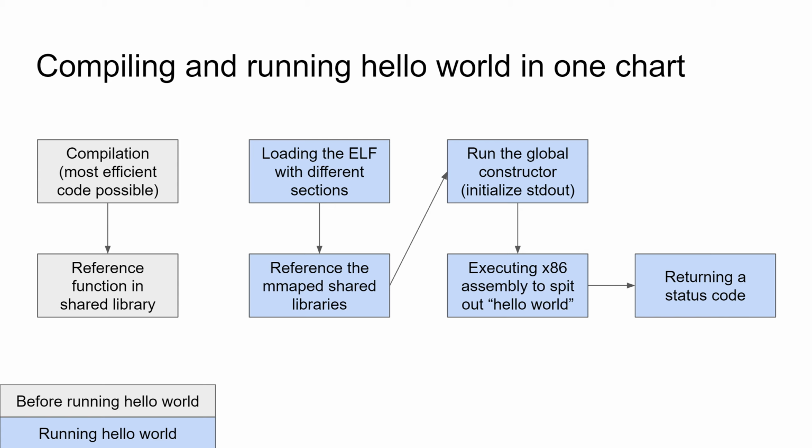When you actually run the program, what happens first is the operating system is going to load your binary, read through a bunch of headers and see where the instructions are for the text section, and then actually run the code. After that, it will try to map whatever assembly you have in the text section to the shared library space if it's necessary. Then we run the global constructor, which in our example is actually initializing the standard output. And then we actually execute the x86 to write hello world to the terminal and return a status code indicating that the program has successfully finished executing.